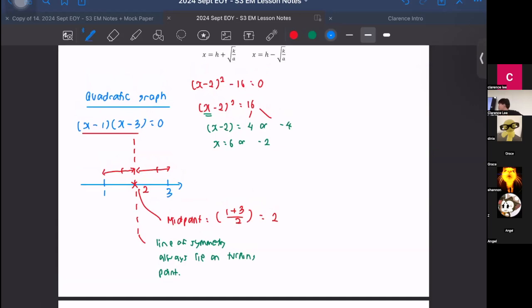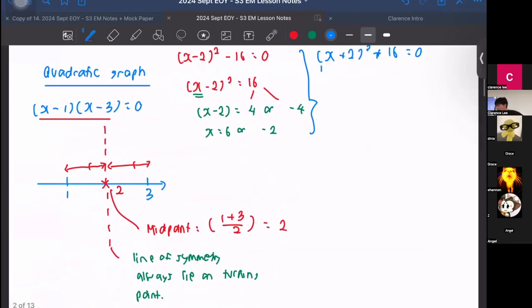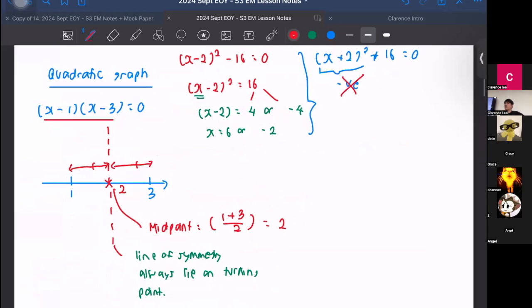And one more thing, when we talk about complete the square, now I have a minus 16 equals to 0. In the event I have a plus 16 equals to 0, and the question asks you to solve this equation, do you think it's possible to solve just by looking at this? Why not? Very good, you can't square a negative number, because for this equation to be 0, it means that this must be negative, which is not possible. So therefore, there's no solution.